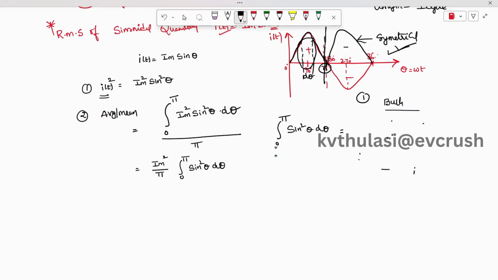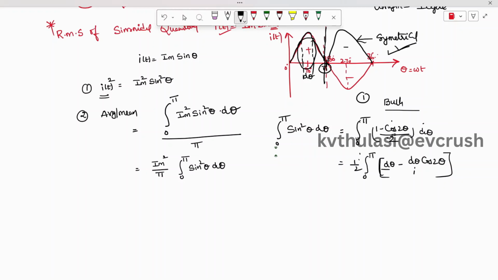Okay. So then what we're going to have here is the integral of sine square theta, which we can write from 0 to pi. Sine square theta we can write as 1 minus cos 2 theta divided by 2, and bring this 1 by 2 outside, then this is multiplied with d theta. So the integral from 0 to pi, when you multiply, is nothing but d theta minus d theta of cos 2 theta.